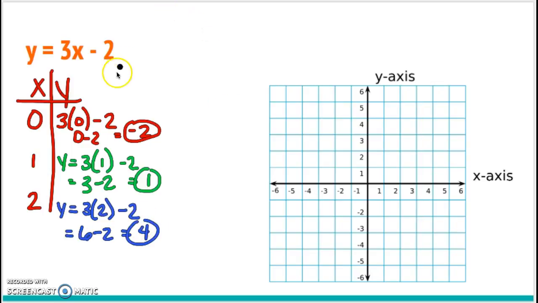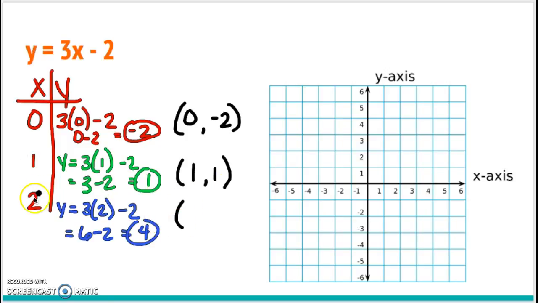So what I have now are 3 ordered pairs for what I need to plot. So my first one is 0, negative 2. My second one is 1, 1. And my third one is 2, 4. And what I'm going to do is I'm just going to plot these on the graph over here. So 0, negative 2. So over 0 on the x-axis, and then down to negative 2 on the y-axis.